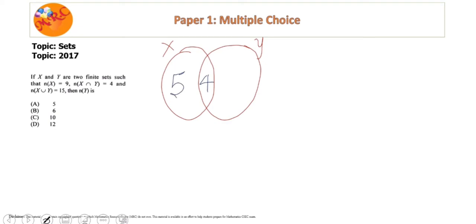Good. And the union, all of this added up together, gives us the union of x and y, which equals 15. So what can I add to 9 to get 15? Because everything equals 15. That would be 6. Good. So over here is 6, then everything in y would be the 6 plus the 4, which gives us 10. Good. Continuing.